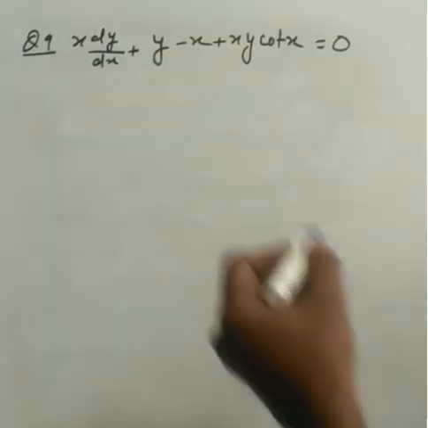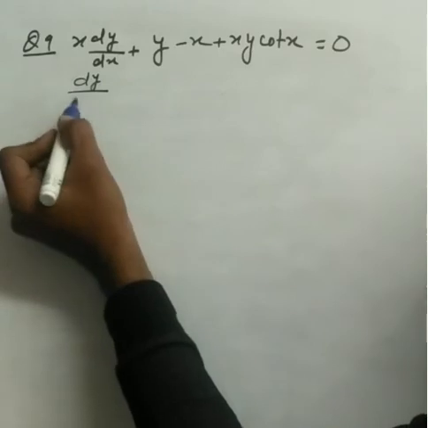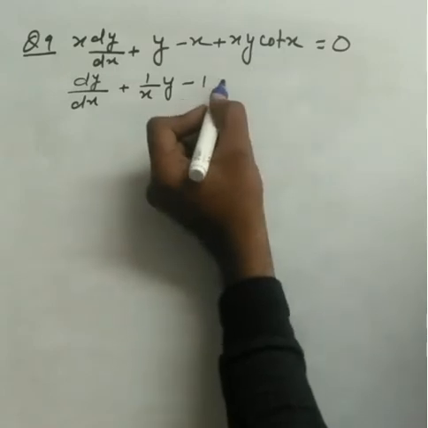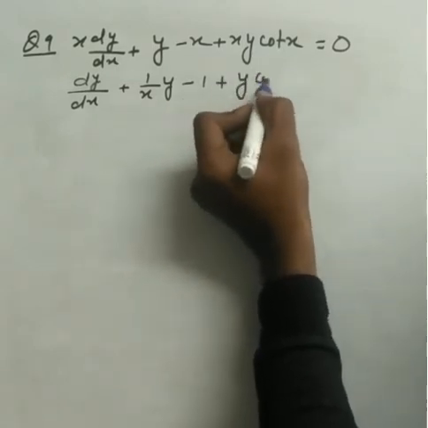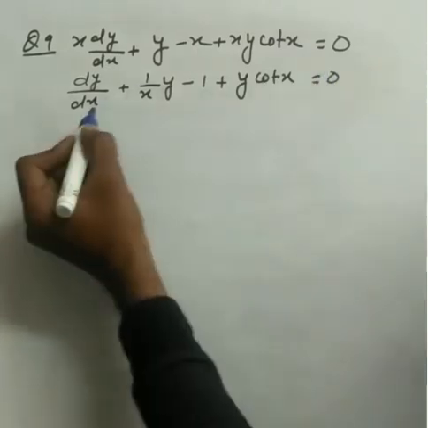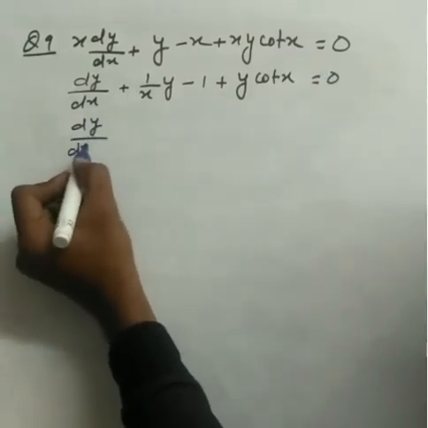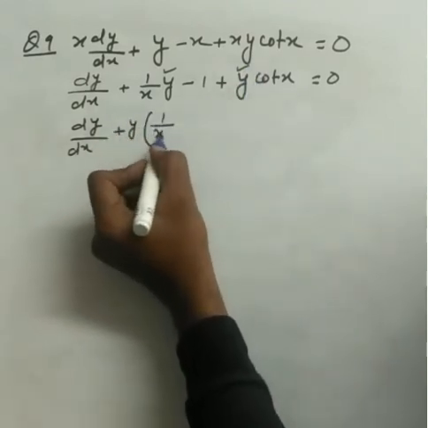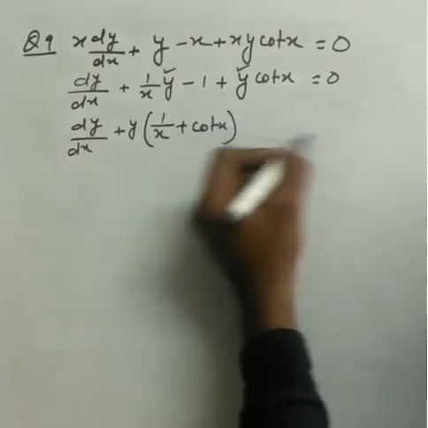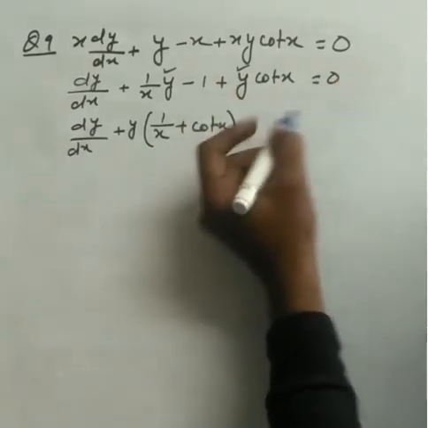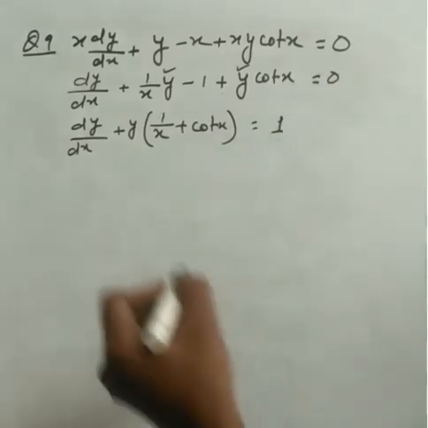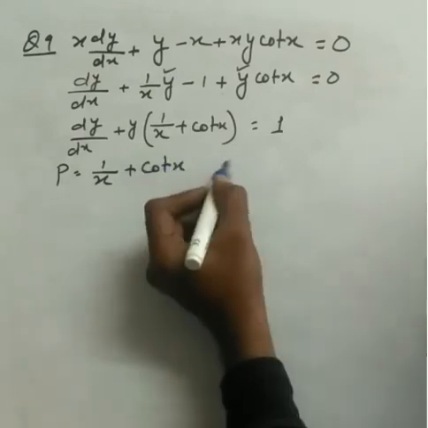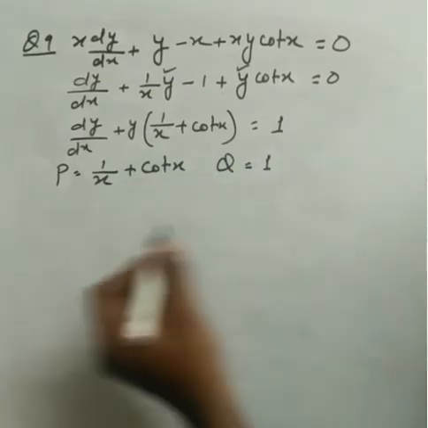Here we divide this differential equation by x. dy by dx plus 1 upon x into y minus 1 plus y cot x equal to 0. dy by dx, from these two, y is common, 1 upon x plus cot x, and shift this 1 to the right hand side. Now P is equal to 1 upon x plus cot x. Q is equal to 1.